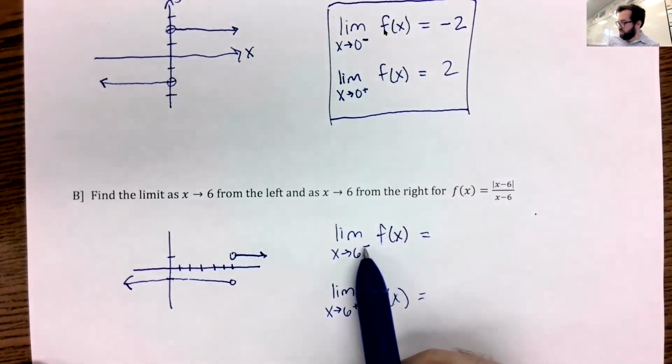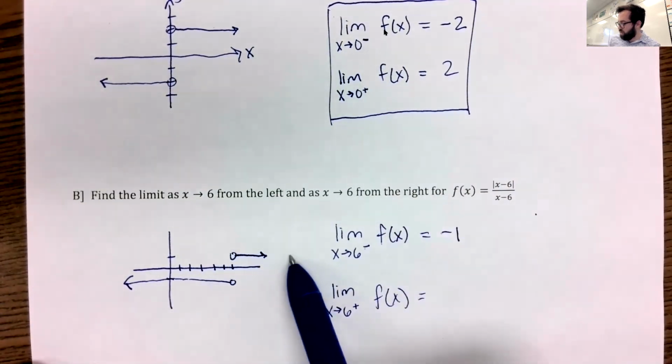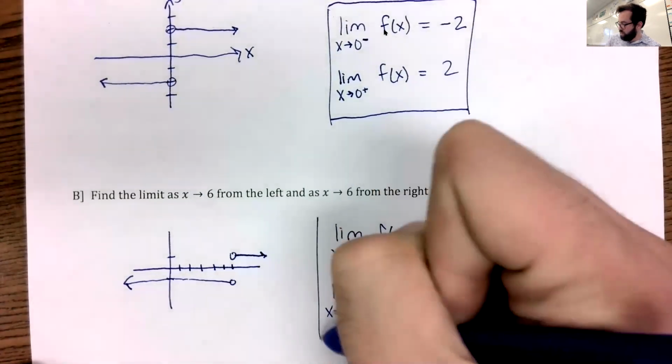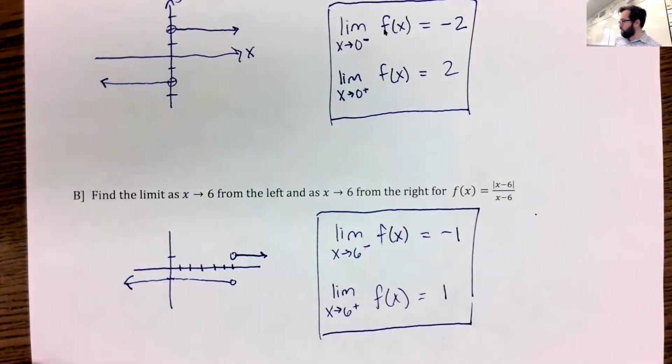So from the left, we're approaching a y value of -1. From the right, we're approaching a y value of 1. Hopefully that makes sense. And we're going to move to the back.